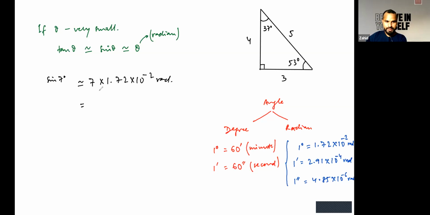Now multiply it. So you'll get 7 into 2, 14. 7 into 7, 49 plus 1, 50. And 7 into 1 is 7, plus 5, 12... It will be 12.04 into 10 to the power minus 2 radian. This minus 2 exponent will move the decimal to the left by 2 places. So it will be 0.1204 in terms of radian, which would be the value of sine of 7 degree.